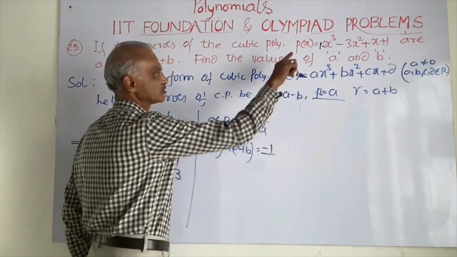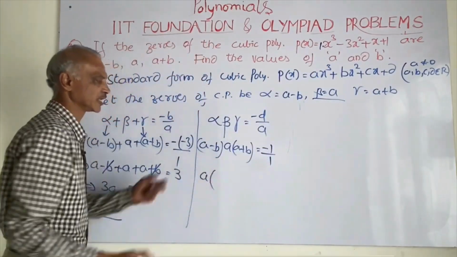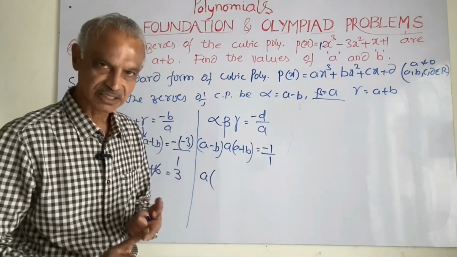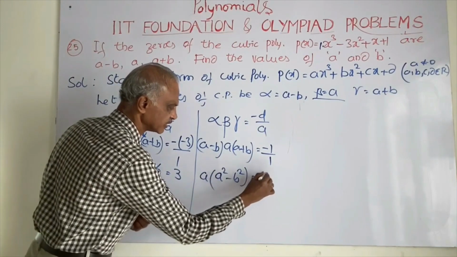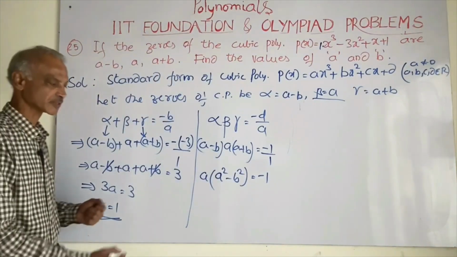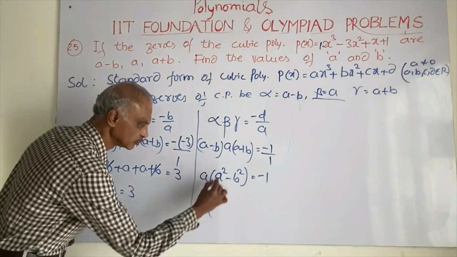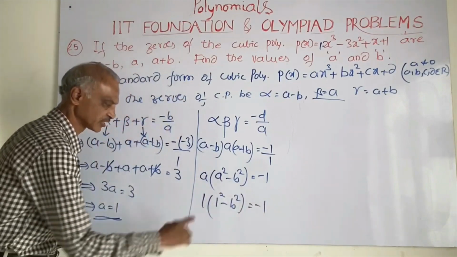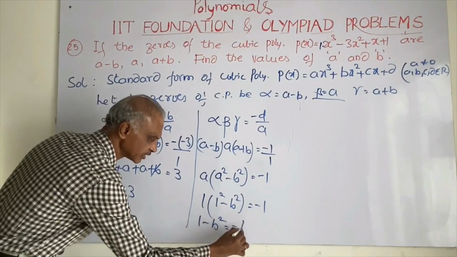1 by, what is a? 1. See, a into a minus b into a plus b. a plus b into a minus b is a square minus b square. a square minus b square is equal to minus 1. We have a is equal to 1. Substitute the value of a is equal to 1 here. 1 into 1 square minus b square is equal to minus 1. 1 minus b square is equal to minus 1.